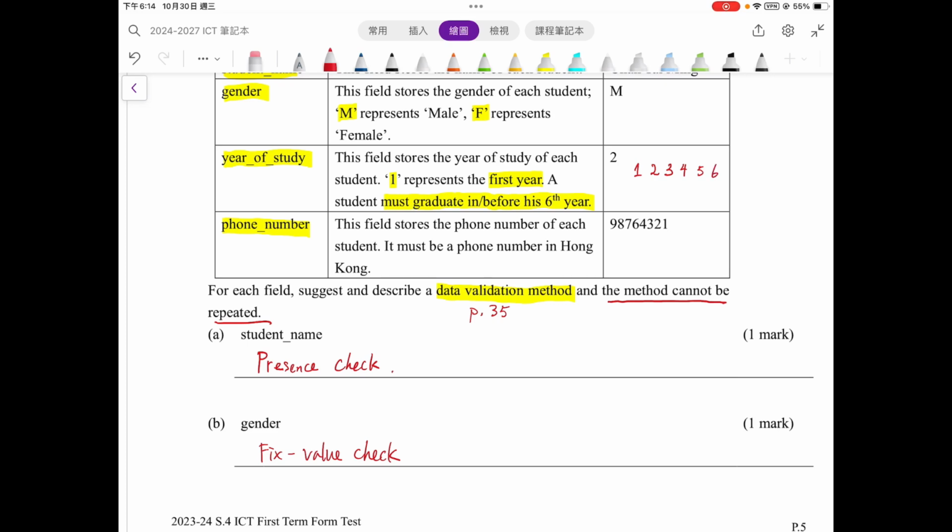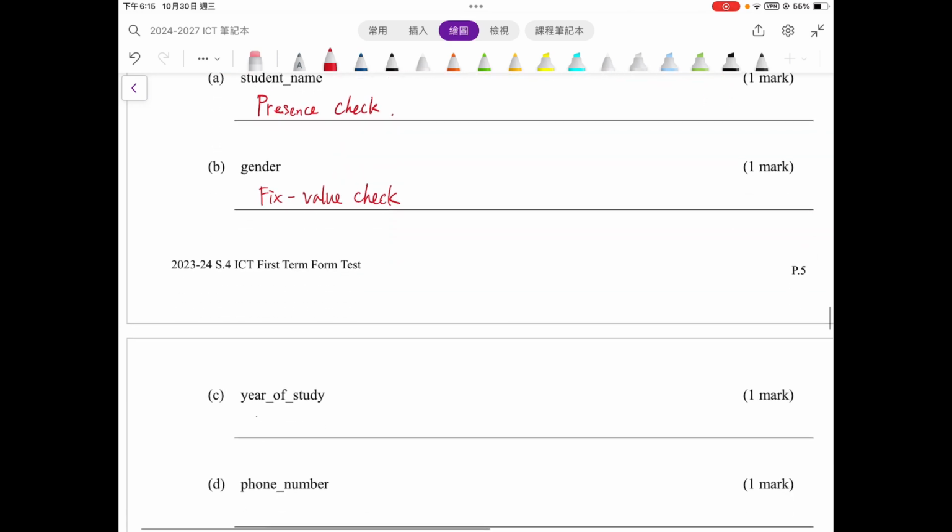And of course, you cannot be less than 1, because you can see that we count the years one by one. So 1, 2, 3, 4, 5, 6, you cannot escape from this range of numbers, right? So we use the word range, from 1 to 6. So in this case, very obviously, we can say that we should apply the range check for this year of study field. So we can put down range check.